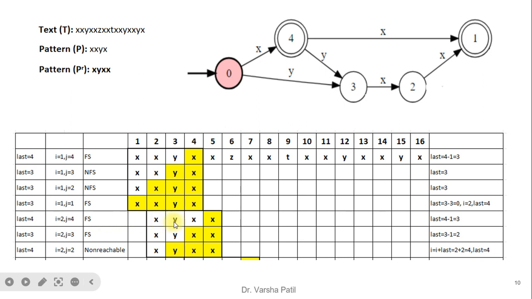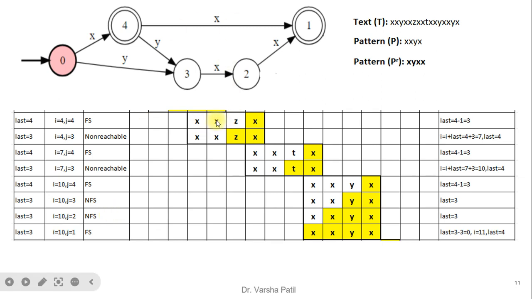Then we take the next characters 2, 3, 4, 5, because I becomes 2. The first character matches, the second character matches, then non-reachable. When non-reachable comes, we reset all the pointers. So last becomes 4, and before last becomes 4, we increment I to I plus last. So I is 2, 2 plus 2 is equal to 4. In this way the next time it starts with the 4th character: 4th, 5th, 6th, 7th. Here again final state, non-reachable, so we reset again.